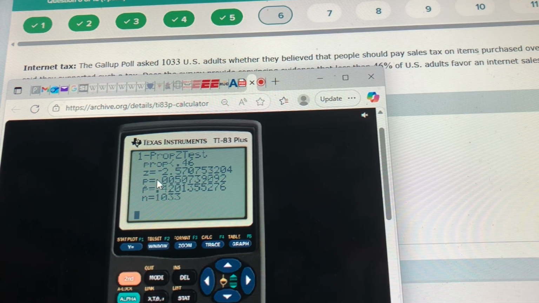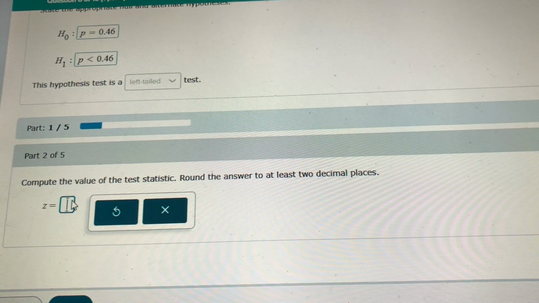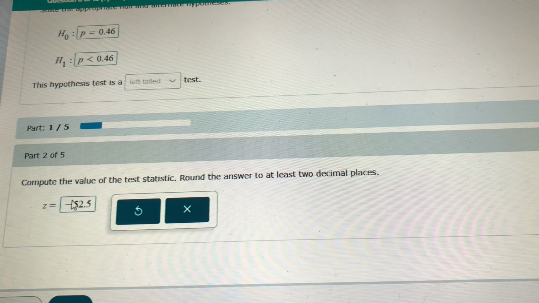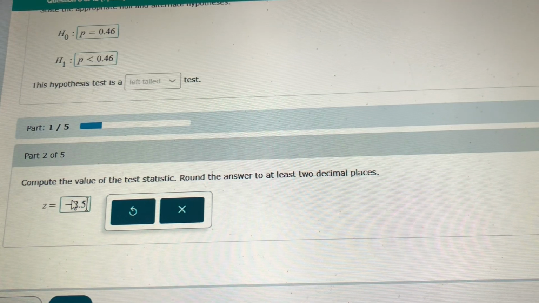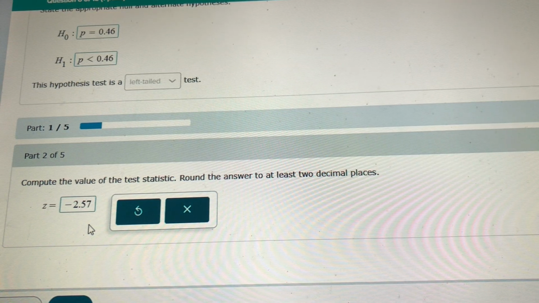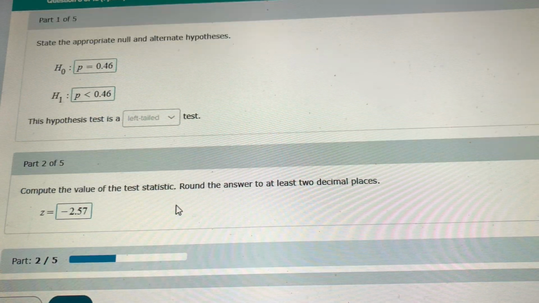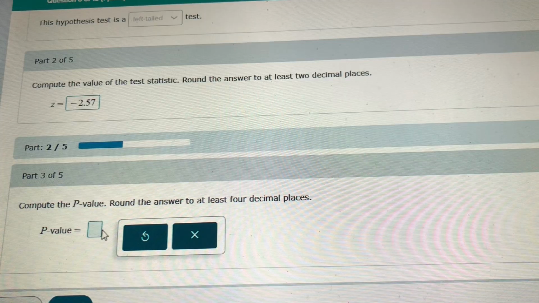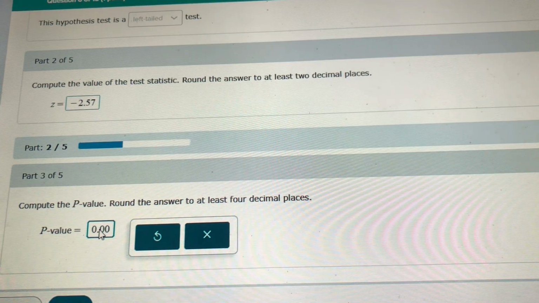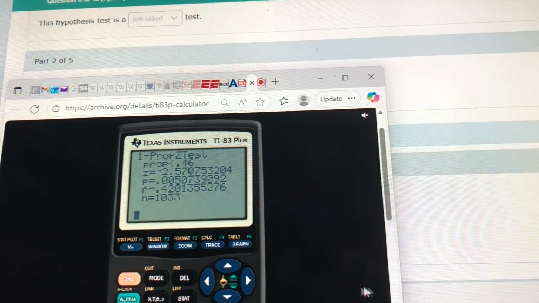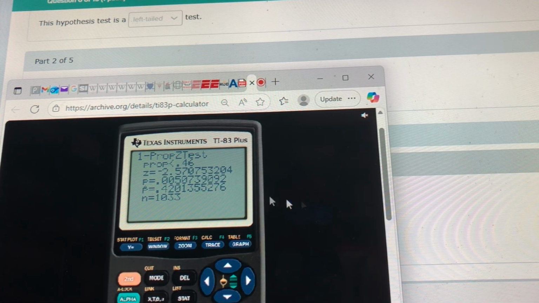The test statistic is negative 2.57. Whoops. So we're getting out there close to negative 3 now. This is starting to become an unusual test statistic. It would probably be in the rejection region, or the critical region they call it. And because it's starting to get way out there, that's why the p-value is so low. This p-value was like 0.0 something, if I remember right. 0.0051.